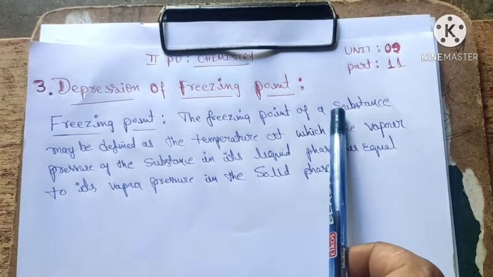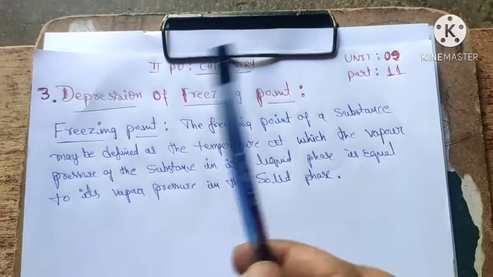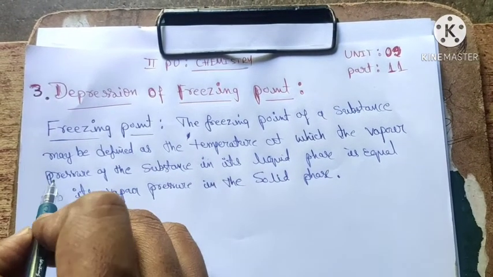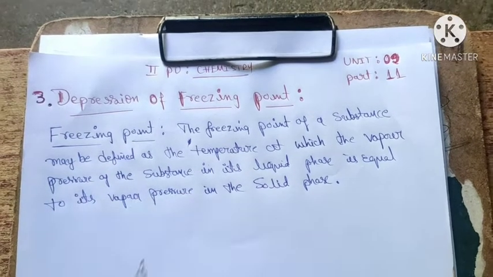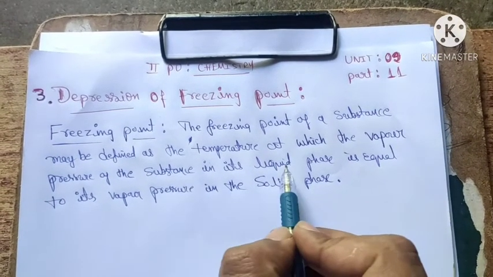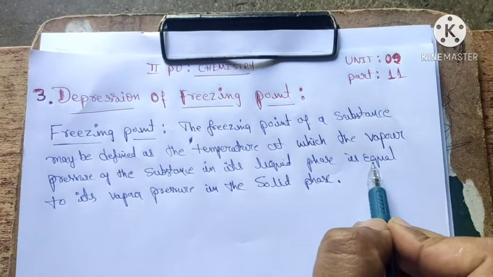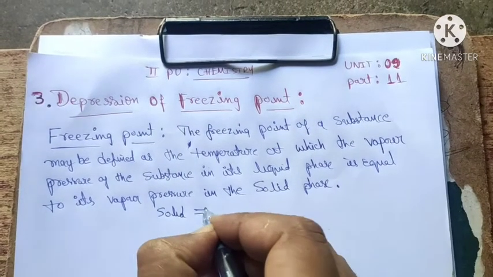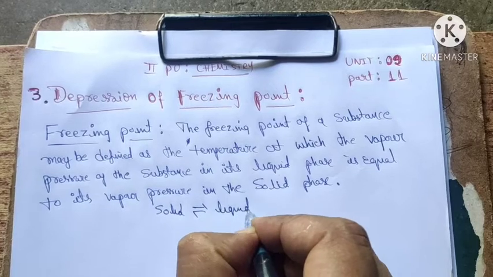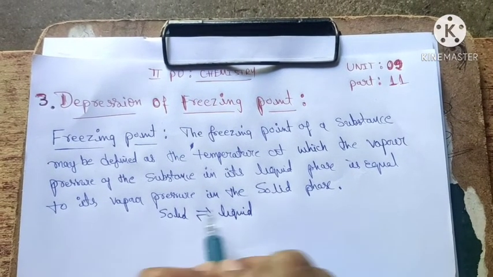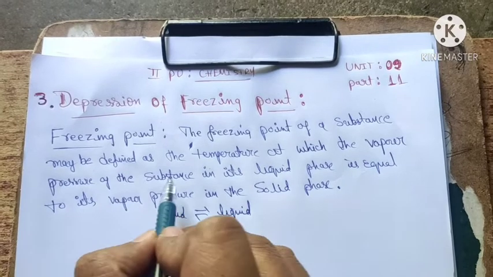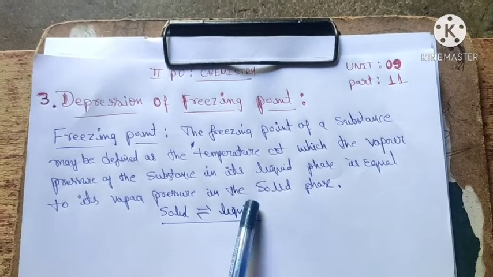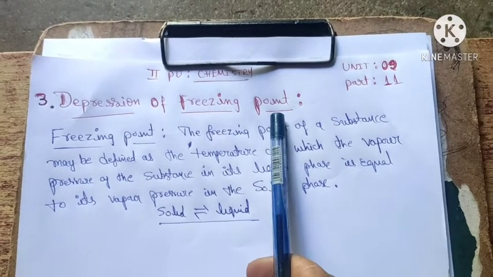The freezing point of a substance may be defined as the temperature at which the vapor pressure of a substance in its liquid phase is equal to its vapor pressure in the solid phase, in equilibrium with the liquid. The vapor pressure of the solid phase is equal to the vapor pressure of the substance in its liquid phase. Clear? This is the term we call the freezing point.